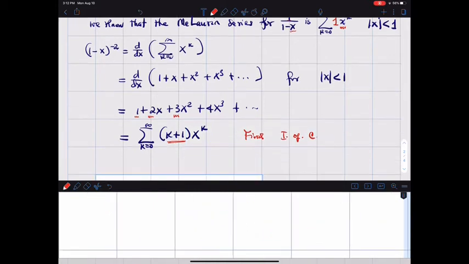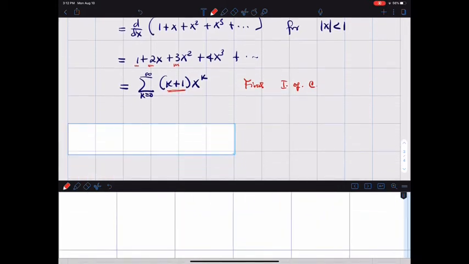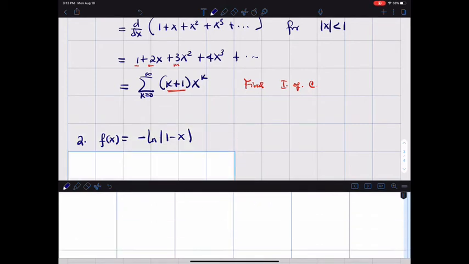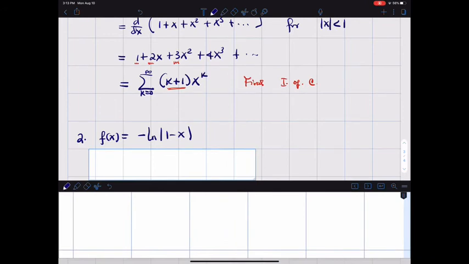All right, so the next one I want us to look at is, how about if f of x is minus natural log of 1 minus x? We want to find the power series representation. In this case, it's just the Maclaurin series. So again, we have to start with an observation.